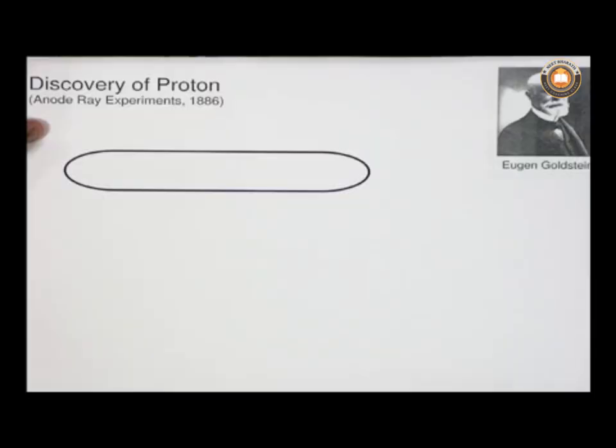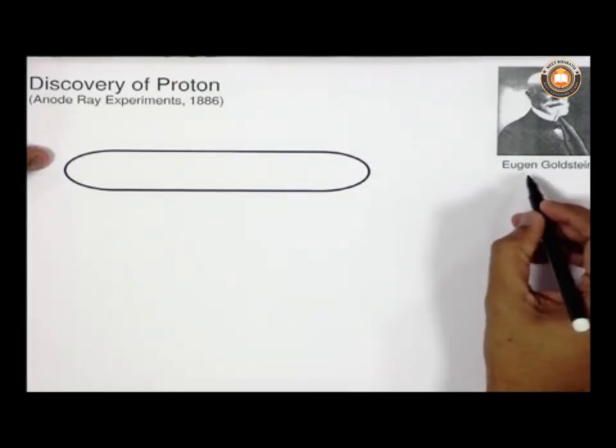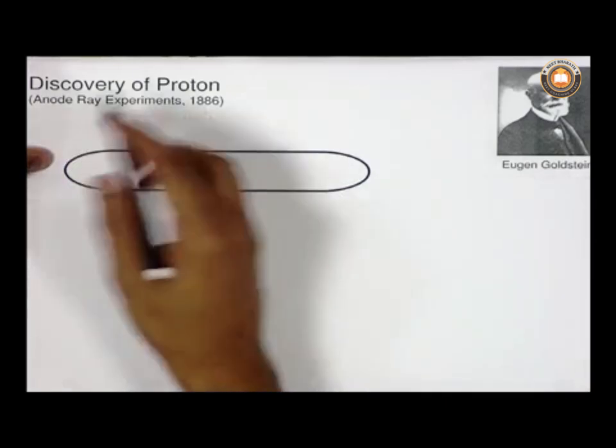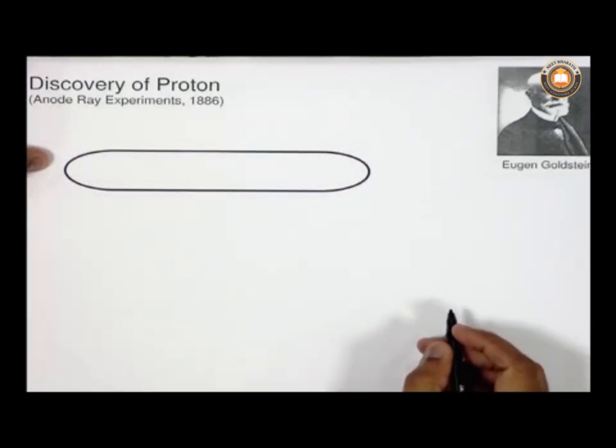In today's class, we will begin by discussing what this nucleus is made up of. We will first learn about the stories of the discovery of the internal structure of the nucleus. This is what we are going to do next. That was answered by the German physicist Eugen Goldstein from his series of anode ray experiments.